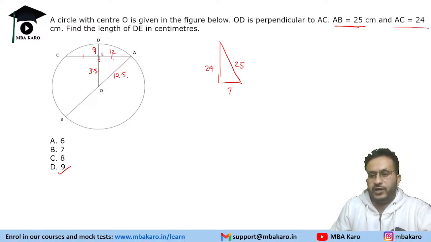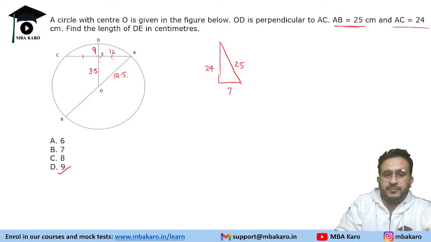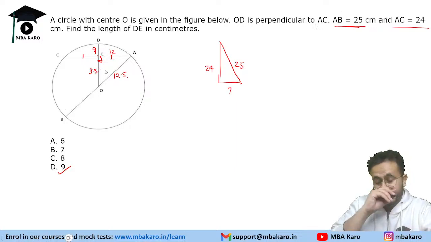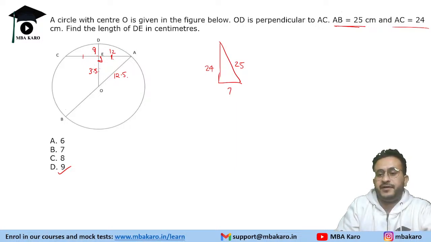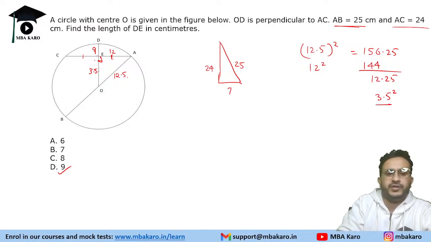Okay, so the property of chords will be used here: if you have a perpendicular, it will cut the chord into two equal halves. So this part is 12, AE is 12, and using Pythagoras theorem, you can find it. If you do not know this 7, 24, 25 Pythagorean triple, perfectly fine. Find 12.5 square and find 12 square, which is easy to find. 156.25 and this is 144. So it is 12.25. This is 3.5 whole square. Okay, so you will get 3.5.